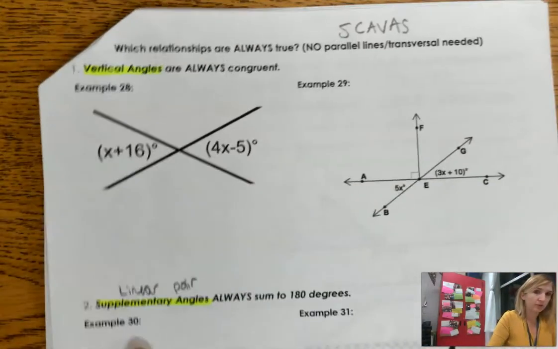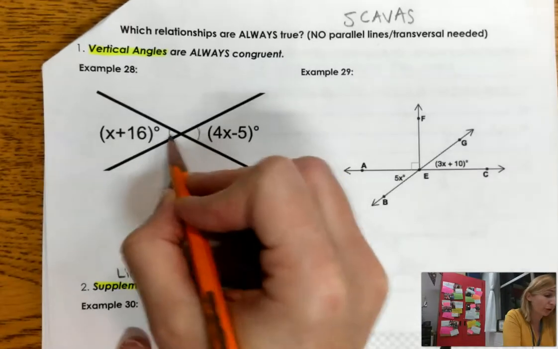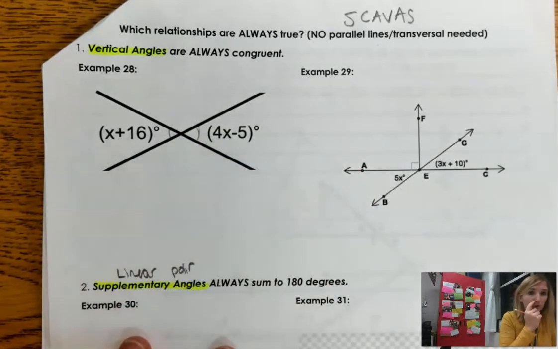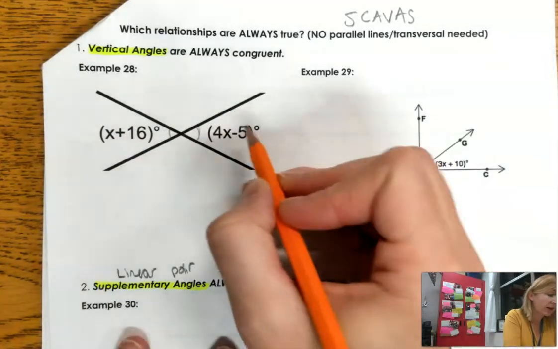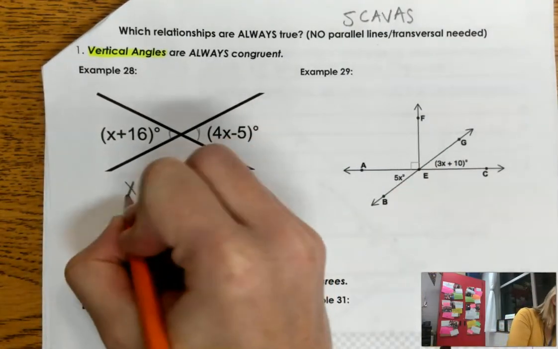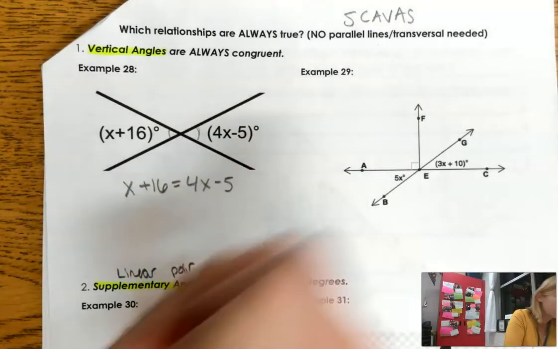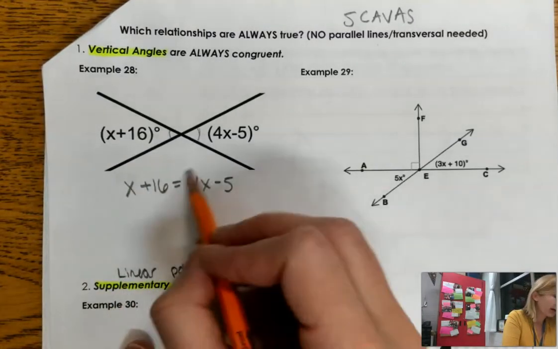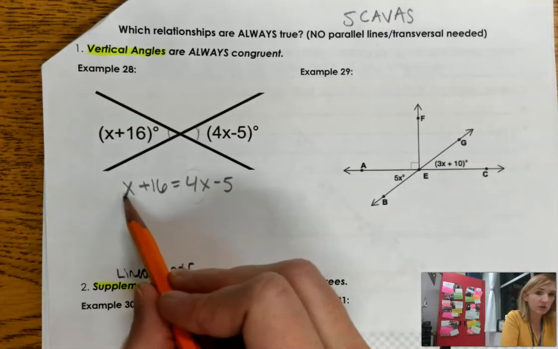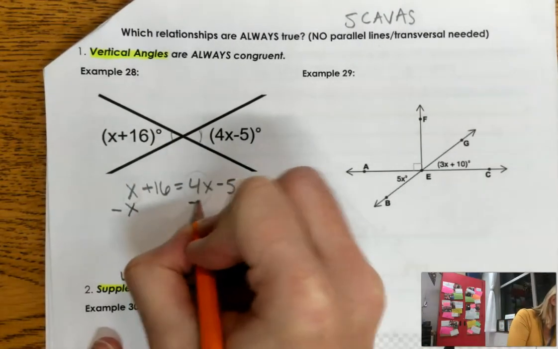You can see that these 2 angles right here are vertical angles, so that means they're congruent, which is why I made the congruency marks on these angles. So to solve for x, I just set them equal to each other because I know this angle is equal to this angle. So x plus 16 is equal to 4x minus 5. All right, I need to get x by itself. I have an x right here and an x right here. It's easier to move this x over here. So I'm going to subtract x on both sides.